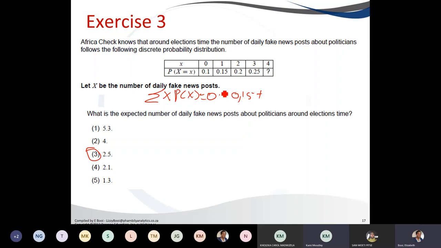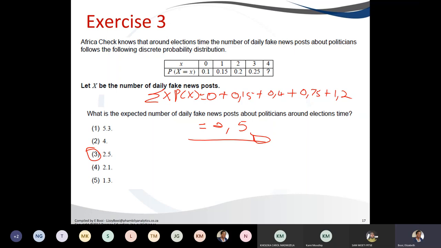Then I said 2 times 0.2 is 0.4. 3 times 0.25 is 0.75. And then 4 times 0.30 is 1.2. And when you add all of them, it comes to 2.5. And that's how easy it is to do stats.